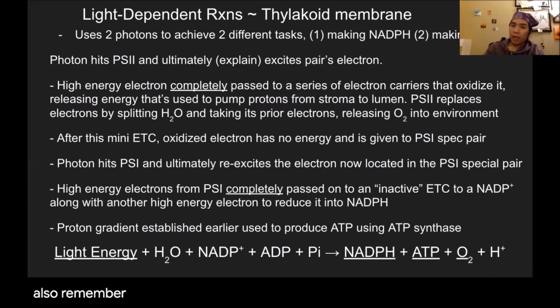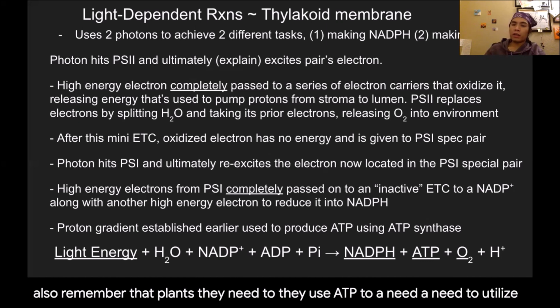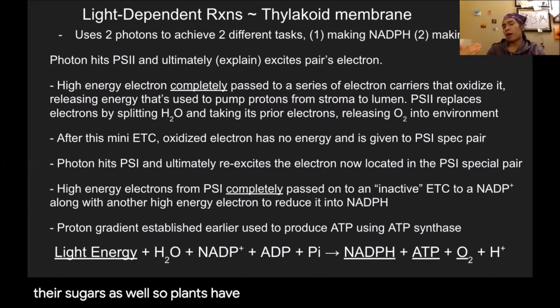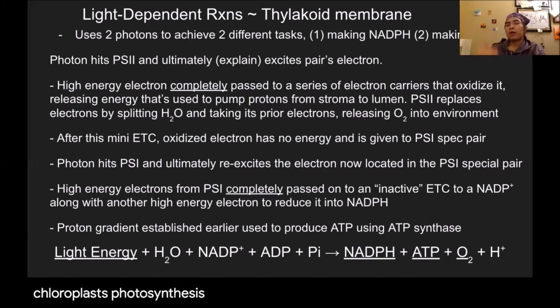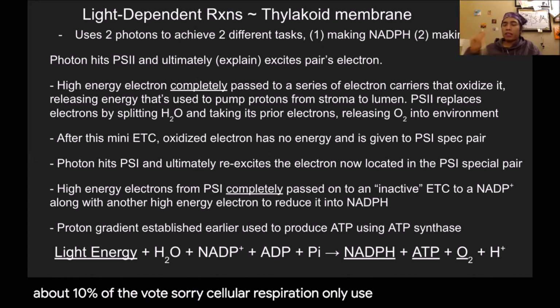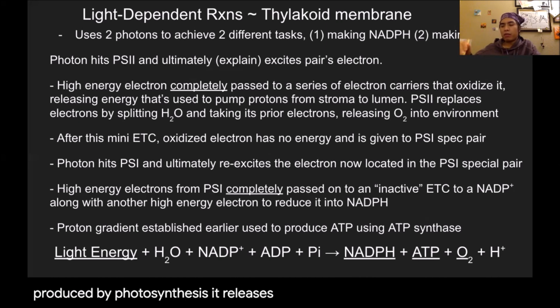Also, remember that plants use ATP too, and they need to utilize their sugars as well. So plants have both mitochondria, cellular respiration, and chloroplasts, photosynthesis. As you know, what is the thing that you need for a full cycle of cellular respiration? That is O2. So cellular respiration only uses about 10% of the O2 produced by photosynthesis. It releases the other 90% into the environment for us to breathe and stuff.